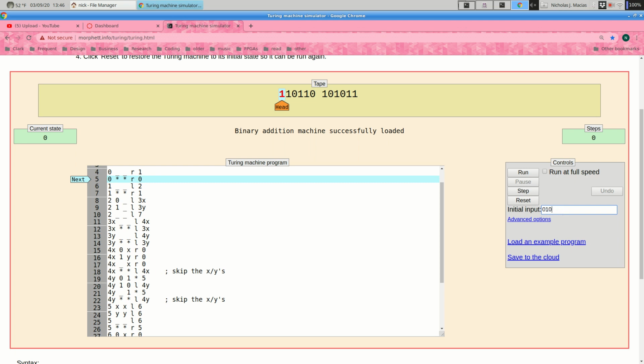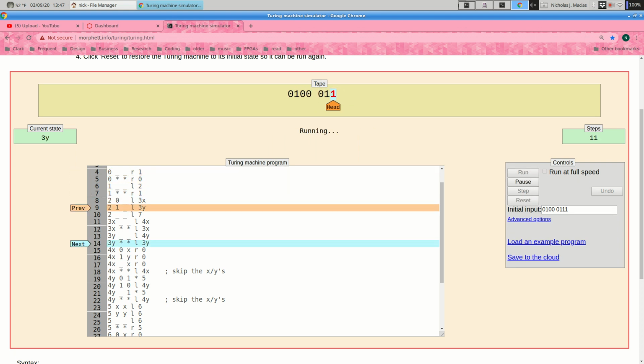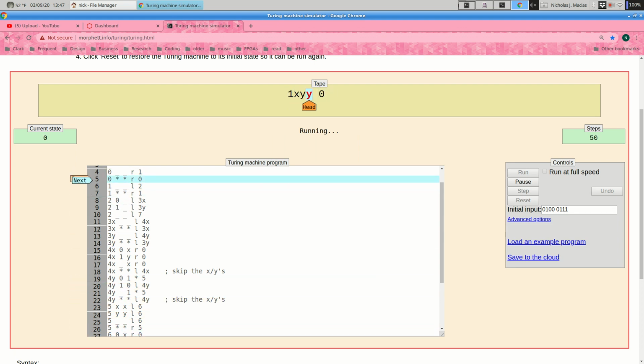So, all right, so 0, 1, 0, 0 and 0, 1, 1, 1. And let's load those in. And let's run it. So 4 and 7 should be 11. And so it's writing temporary symbols out there, and there's 11. Whoa.